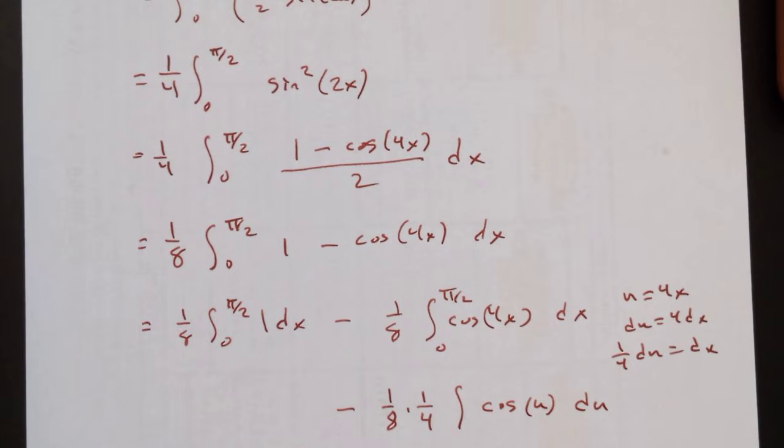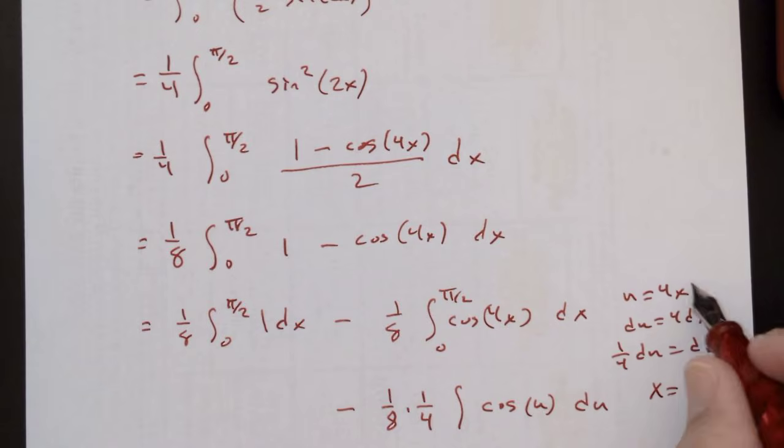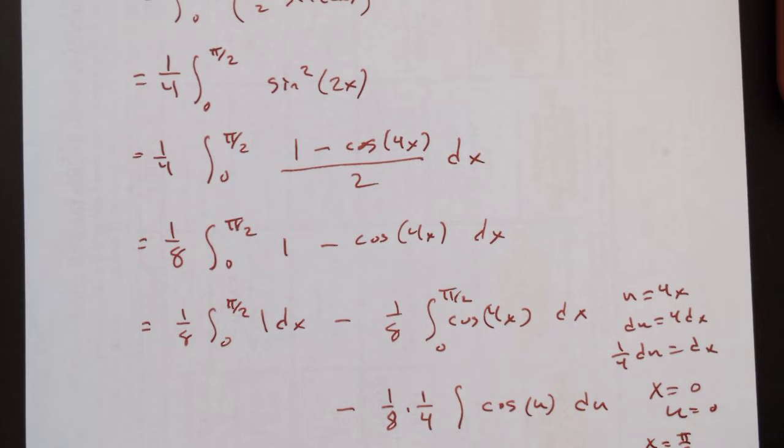And to make my life easier, what can I do here? I can change the bounds into u. If x is 0, 4 times 0 is still 0. If x is pi over 2, 4 times pi over 2 is 2 pi.